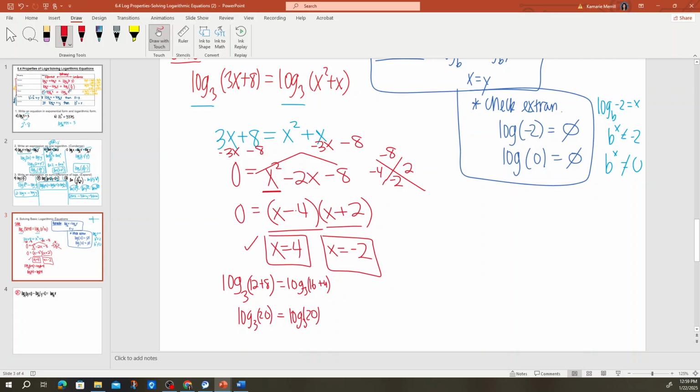Now the -2 is the one I want to check, because that one could result in a weird combination. So let's plug in a -2. 3 times -2 is -6, but I'm adding that to an 8. So does that still result in a positive inside my log? Yeah, so it's actually fine.